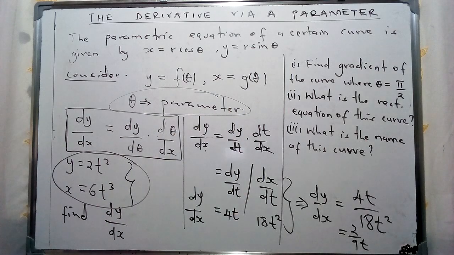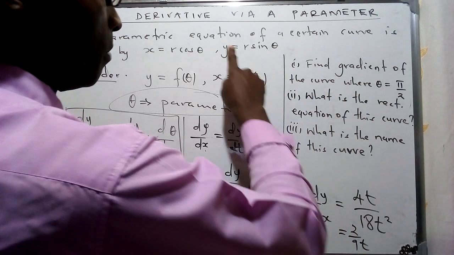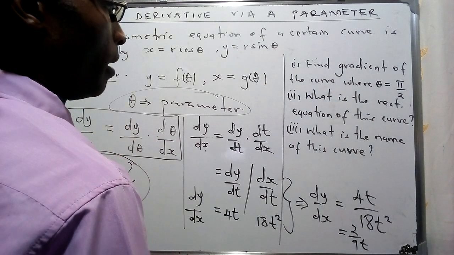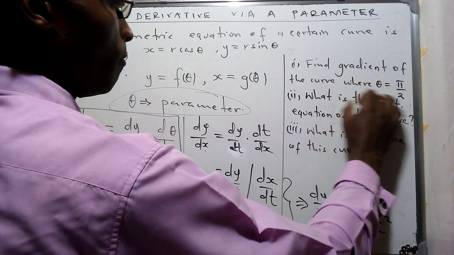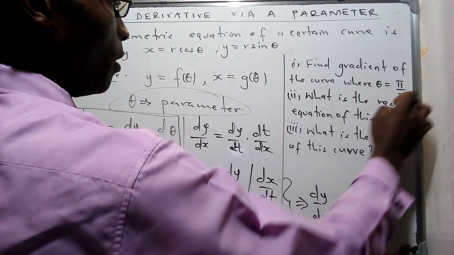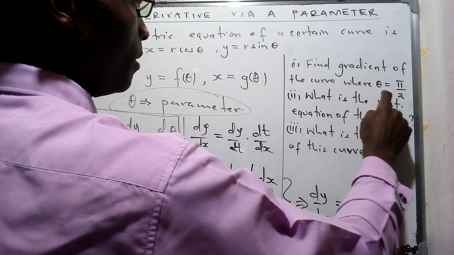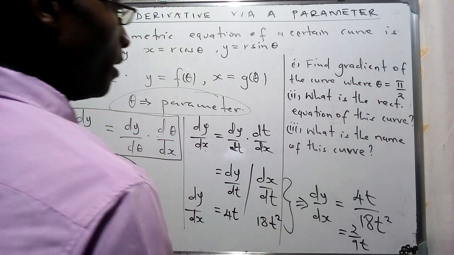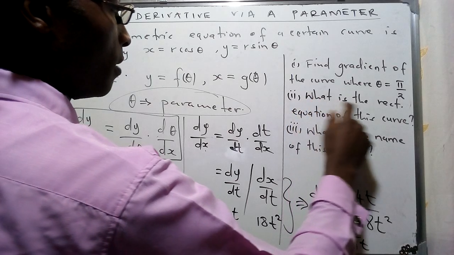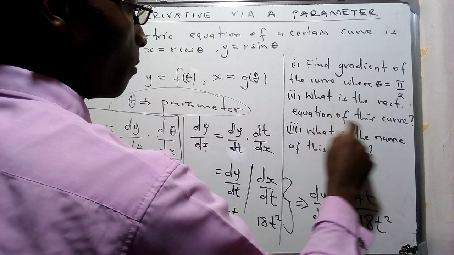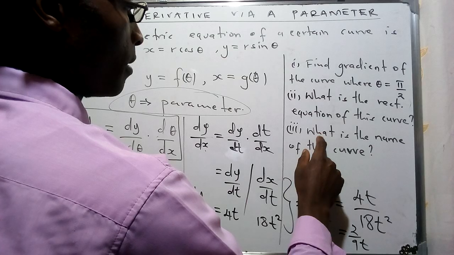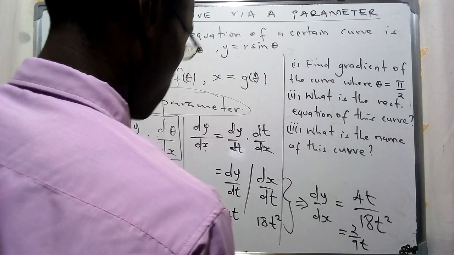Now, in this case, this is one of the equations which we are going to consider for the gradient of the curve, which has been defined by these two sets of points at this specific value of theta, which is equivalent to pi over 2. So we are required to find the gradient of the curve when theta is equivalent to pi over 2. Next, we're going to evaluate what is the rectangular equation of this curve. And lastly, what is the name of this curve.